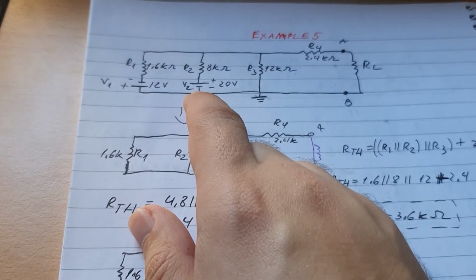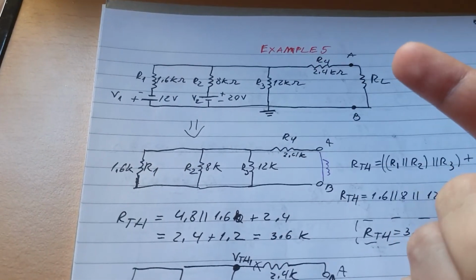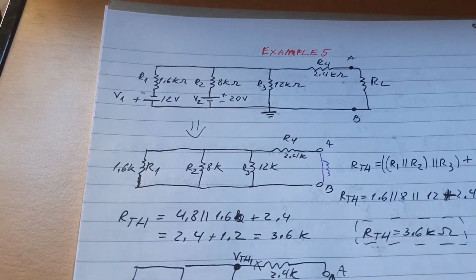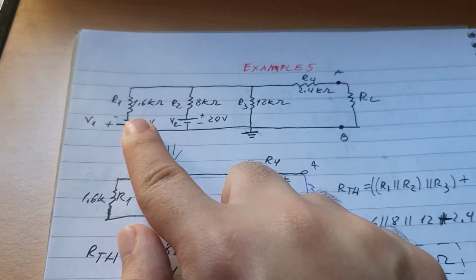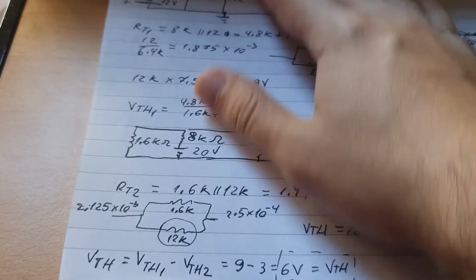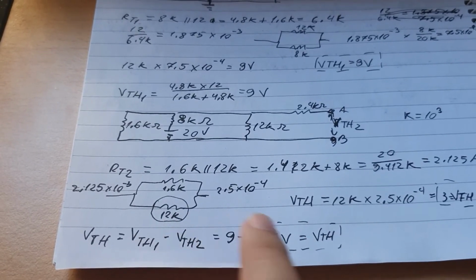That means that they have different flow directions, and that means one of them has to be positive and the other one has to be negative, which means that we have to take them away. If both of them had the same current direction, then we'd add them together and get another VTH. But because they have different directions, we just subtract them.